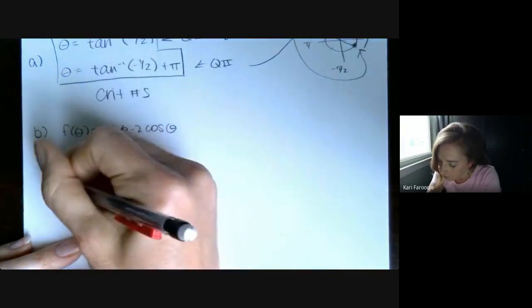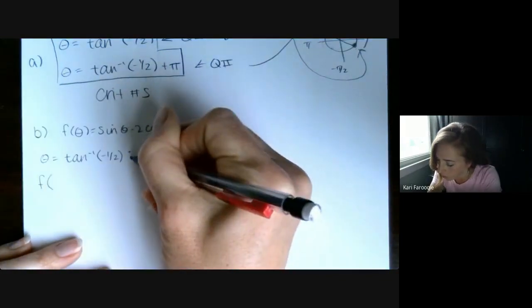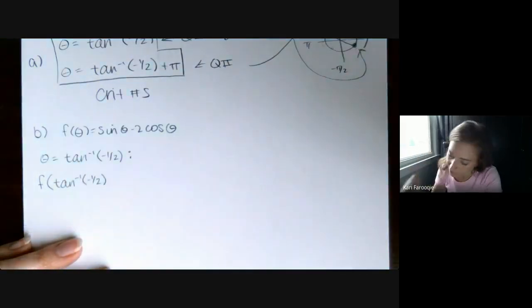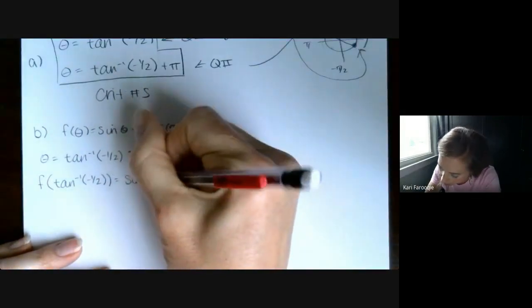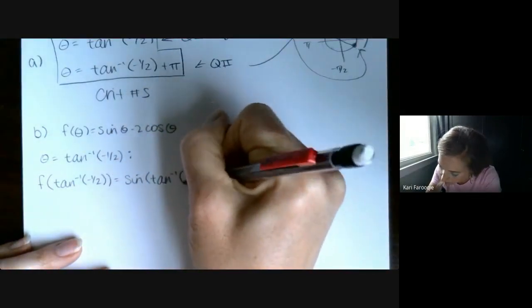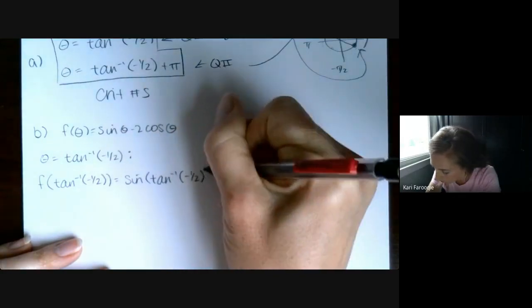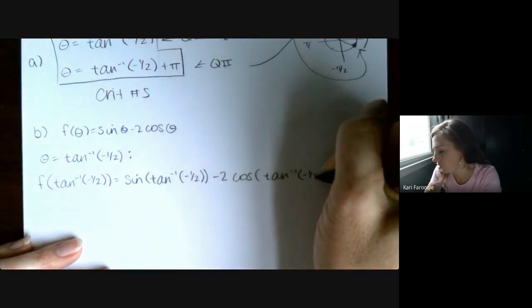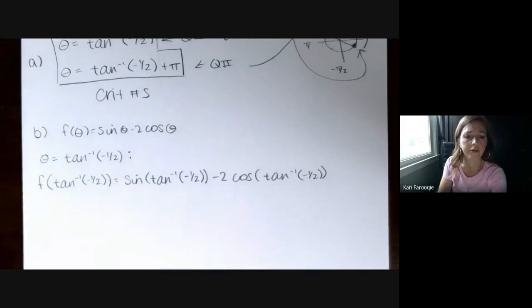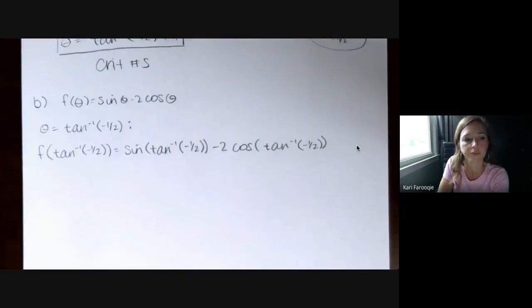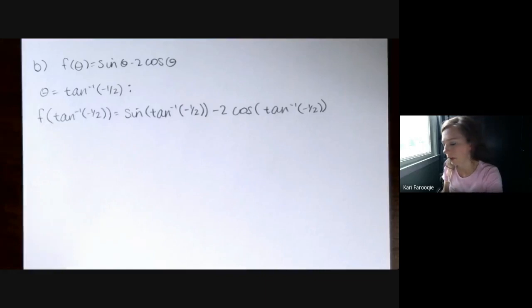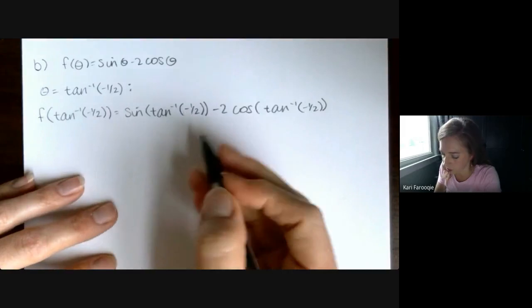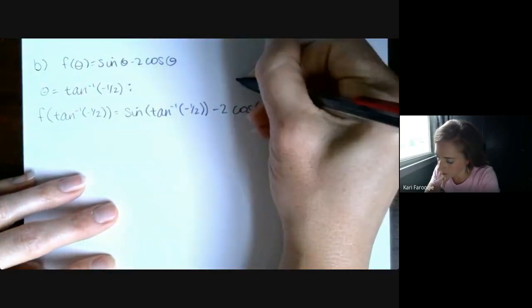When you do this, you're going to first take f of the inverse tangent of negative a half, and you're going to get sine inverse tangent negative a half minus 2 cosine inverse tangent negative a half. Now, you're going to have to evaluate these 2 functions. So go ahead and make yourself a triangle.